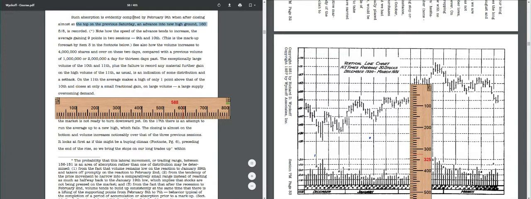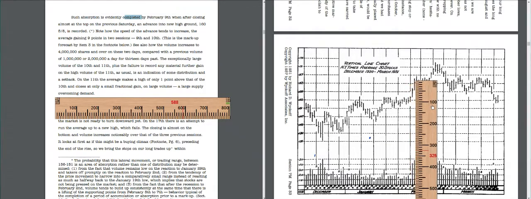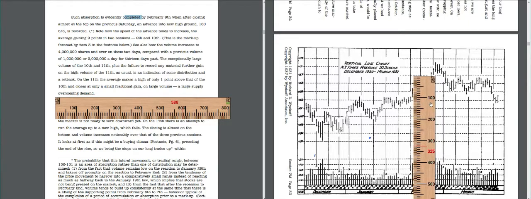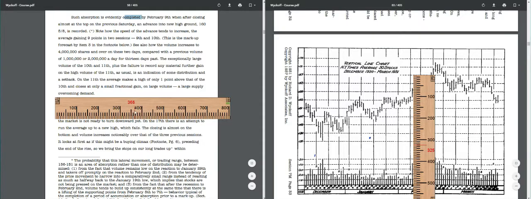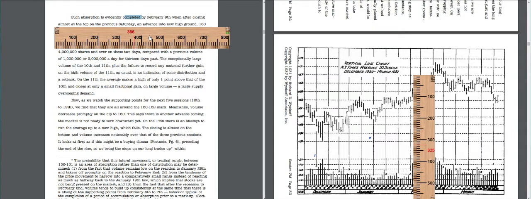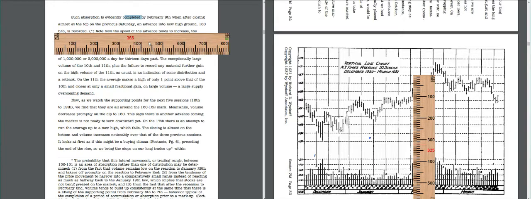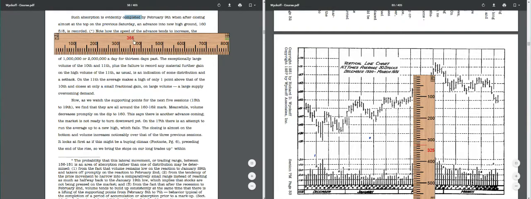Okay, absorption is completed. When is it completed? It's completed on February 9th. I can't really read this. This is something, I don't know, one of these bars here. So after closing almost at the top of the previous Saturday and advancing to a new high of 165.8 a quarter. Alright, so what is he saying? The new high means absorption is done.